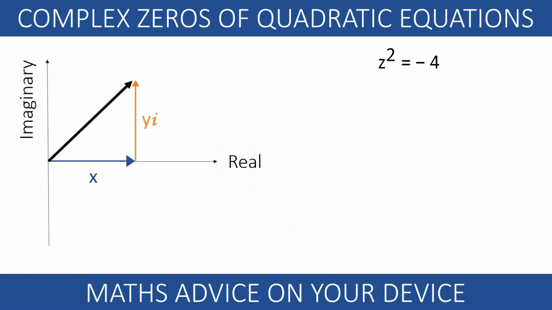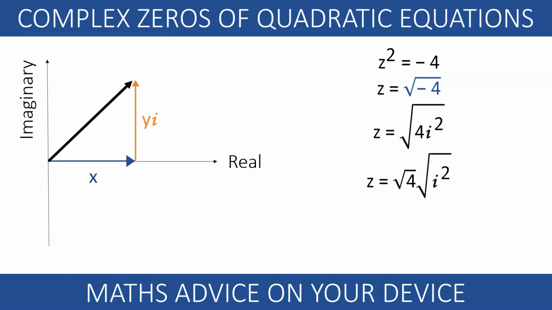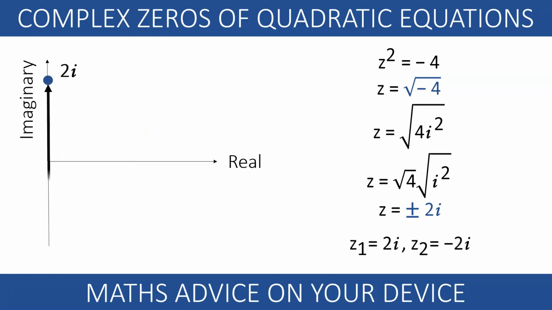If our quadratic doesn't have a linear term, we can always take the square root. For example, when solving z squared plus 4 equals 0, we take the square root of negative 4, which is 4i squared. The imaginary unit i is here to help us evaluate square roots of negative numbers. Taking the square root of both 4 and i squared, we have found our two solutions, 2i and minus 2i. Notice that the solutions are equally far away from the origin and have opposite imaginary parts.